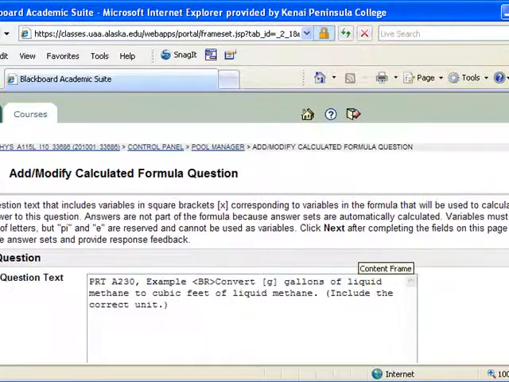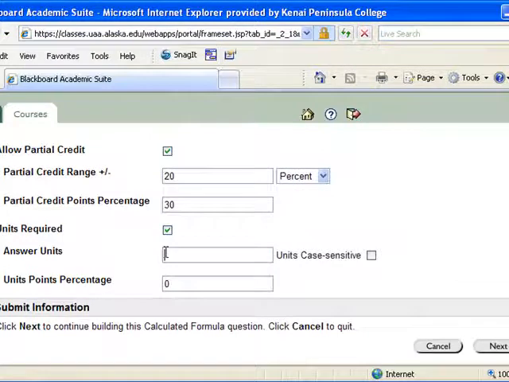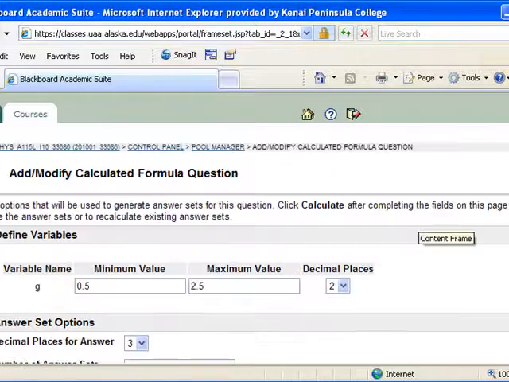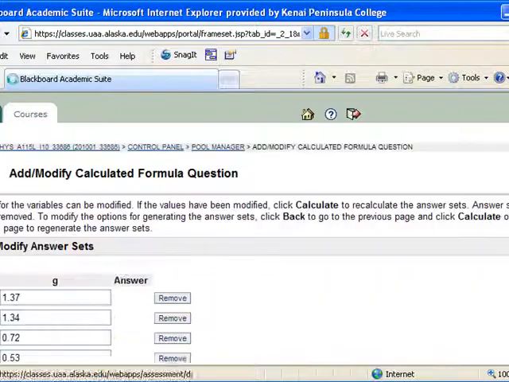Unit required. Okay, answer unit, cubic feet, but they would have to put it in exactly like this. Let's make that not unit case sensitive, and I usually choose 20% for that. Hit next, and there we go.